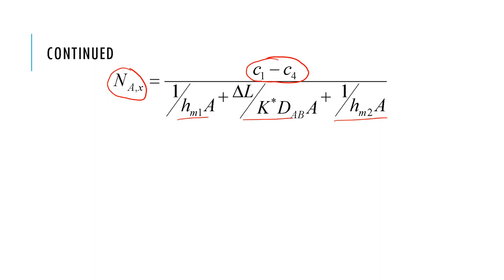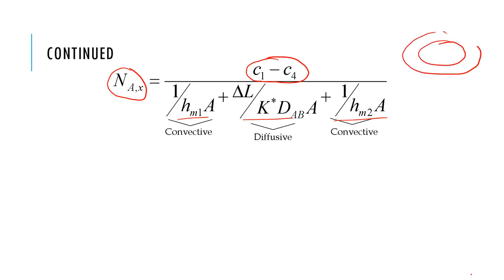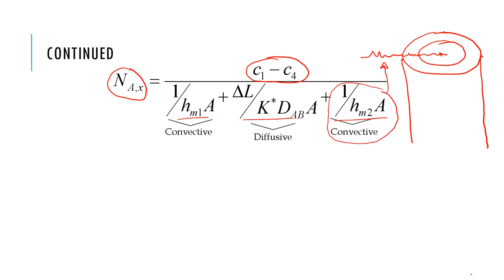So we notice that these three terms are really resistances. So this is my convective resistance on the blood side. So that's the convective resistance of one side. Then this is the diffusive resistance. And then this is the other convective resistance in the dialyzed side. So if we draw this quickly, then we have convective resistance here, and then diffusive resistance and convective resistance. So three resistances. This is the convective resistance on the outside, and then this one is the convective resistance on the inside here.